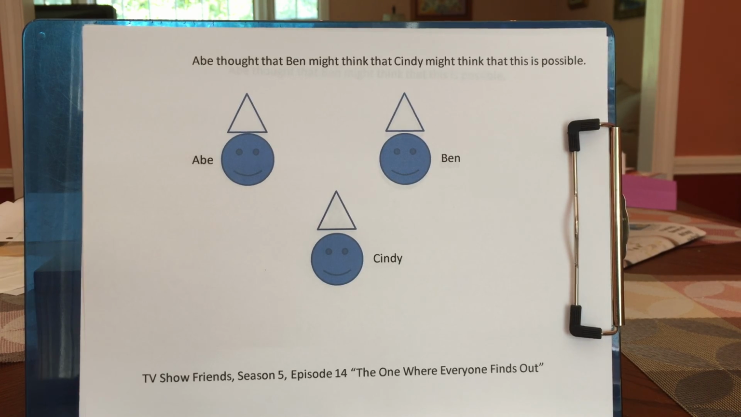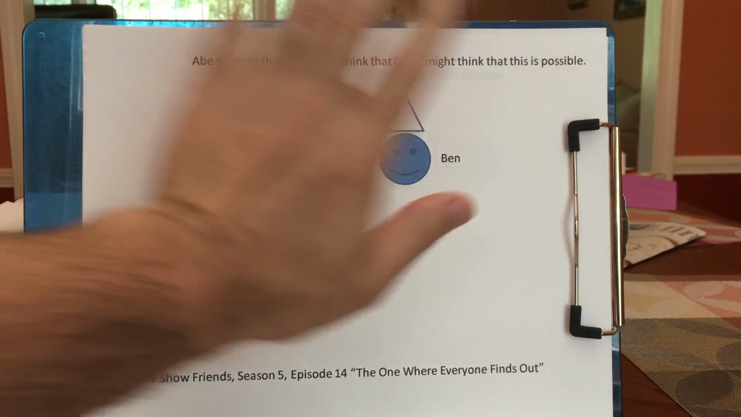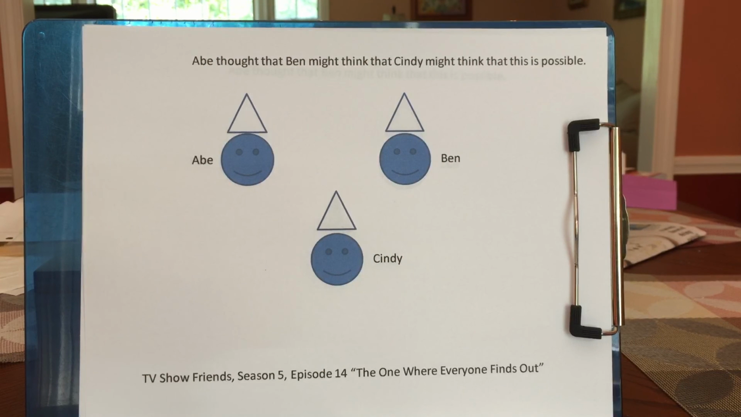When the man spoke, he basically crossed this out. He said, no, this isn't true. So the man did actually provide information to the three people that they didn't have before.